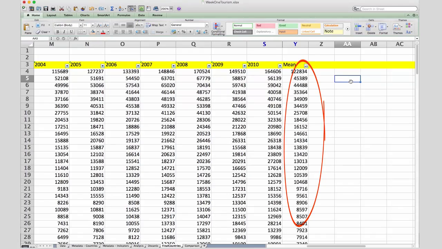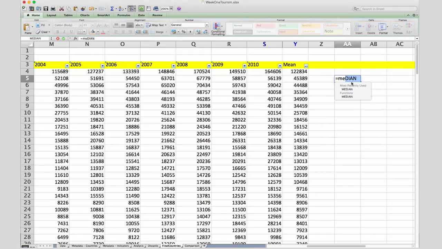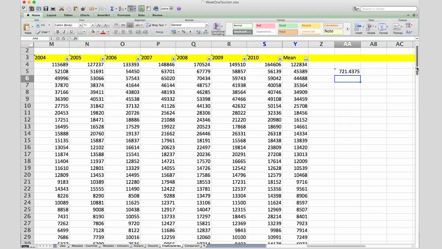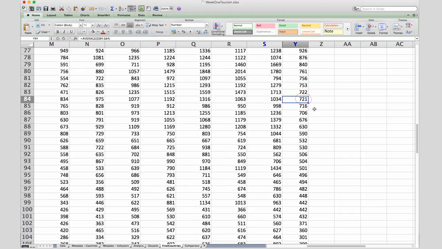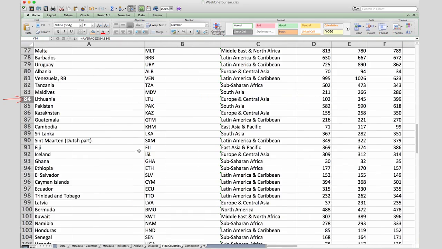There's an easy way to get to the middle entry for a set of numbers. It's simply called median. We are looking at the median of this column of numbers here. So I'm going to calculate median of everything in column Y. This is how I can indicate that. And I get 721.4375. Do we have such a number over here? $721 million, because we have knocked off the precision? Yes, of course. And that is row number 84, which is Lithuania. I'm going to bold that one.